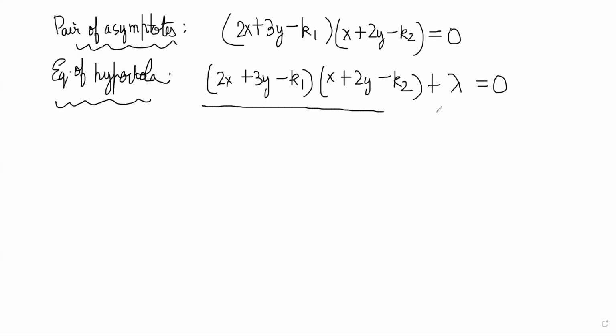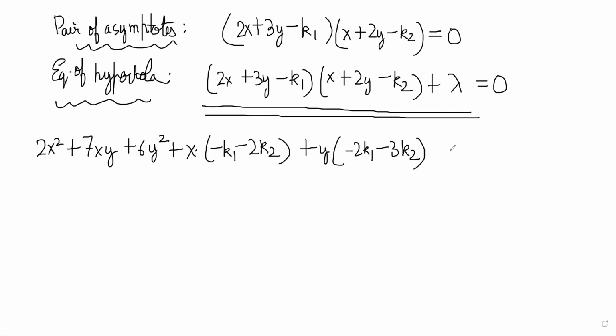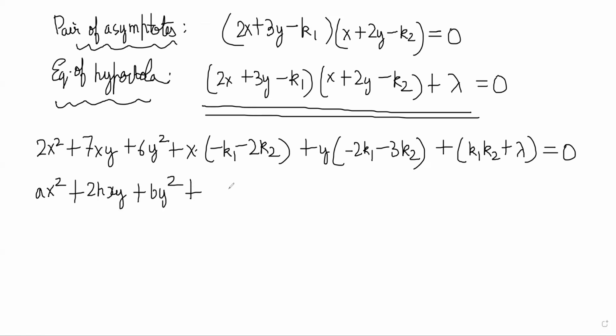Now, what we can do is simplify this relation, multiply it out, and we will get 2x square plus 7xy plus 6y square plus x times minus k1 minus 2k2 plus y times minus 2k1 minus 3k2 plus k1 k2 plus lambda. After multiplying this equation, we get the hyperbola equation like this. And now we have been given in the problem the hyperbola equation. It was like this. And we can say that the two equations must be identical.